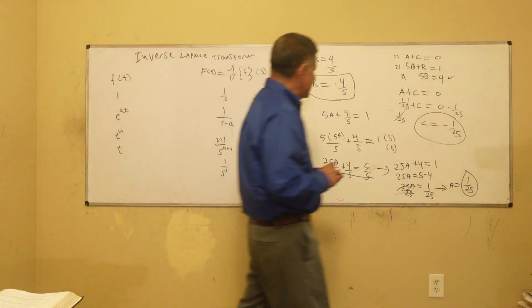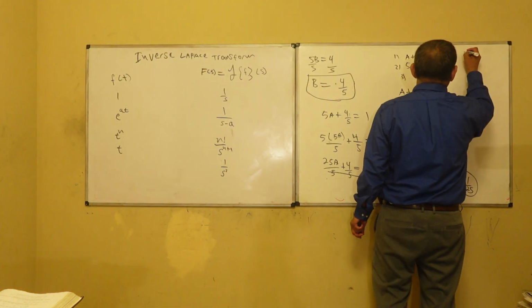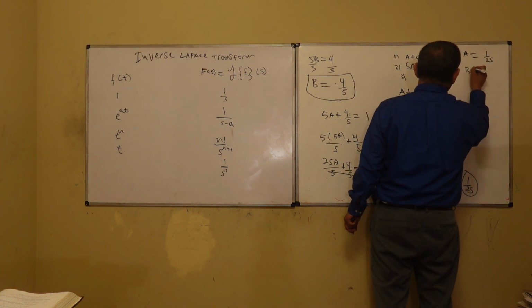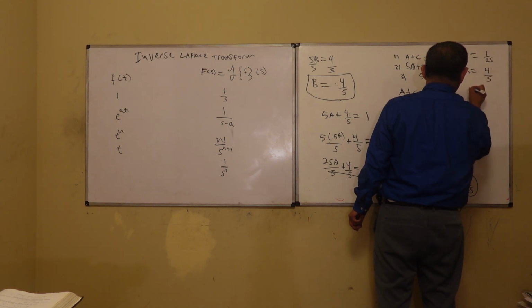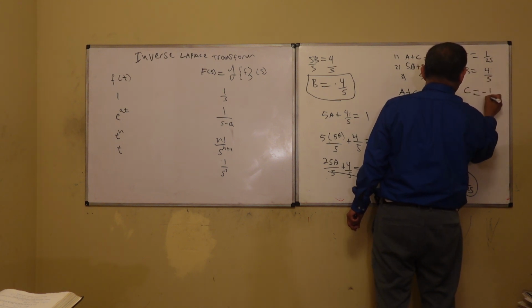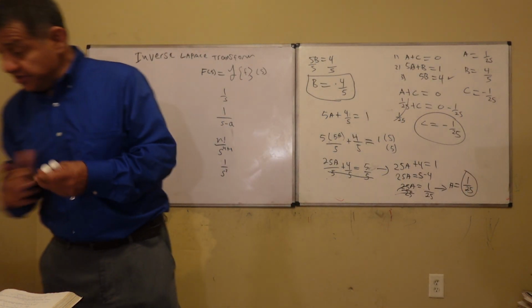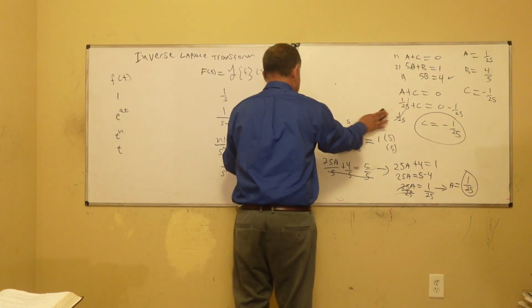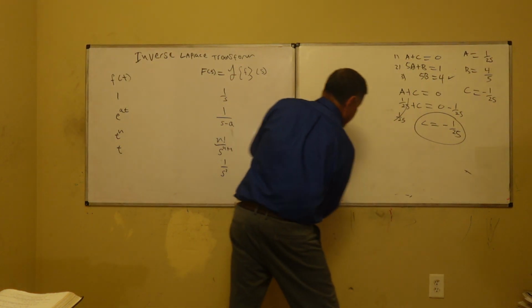With that being said, let me write the values so we can actually use this table real quick. So A is equal to 1/25, B is equal to 4 over 5, and C is equal to negative 1/25. Okay, with that, let me just erase this so we can actually get the final answer.